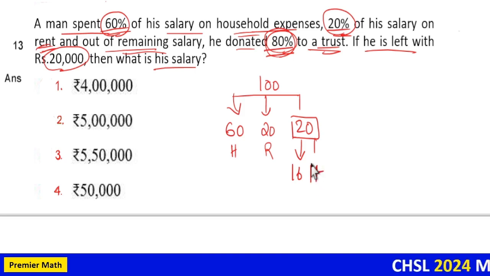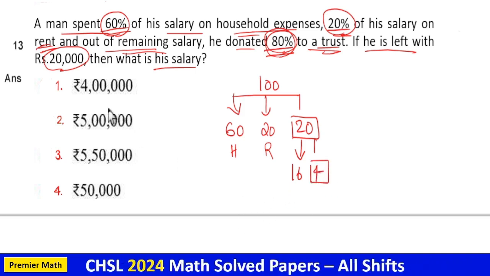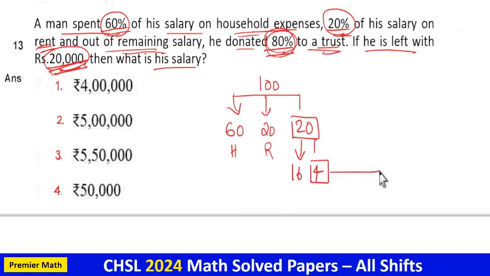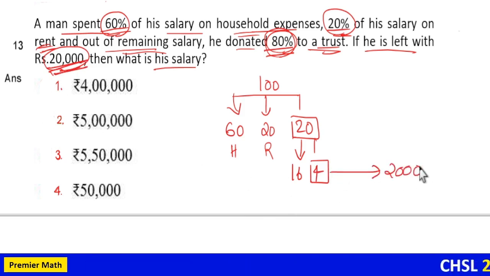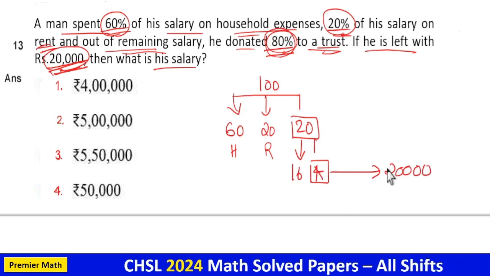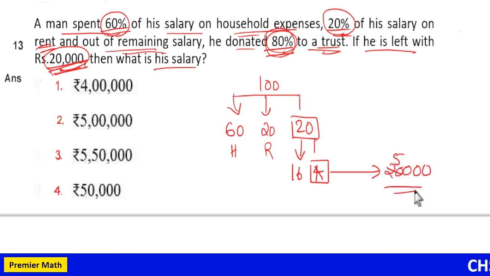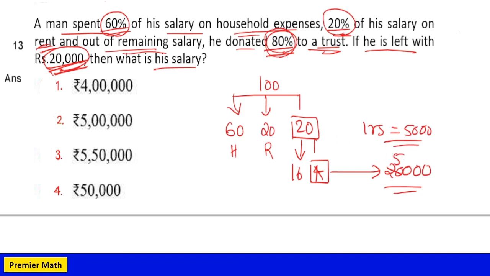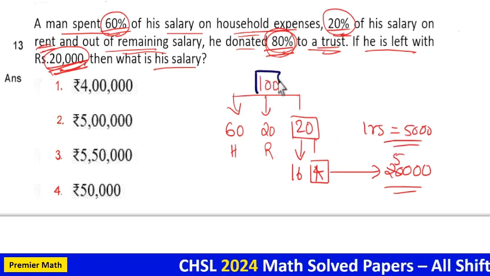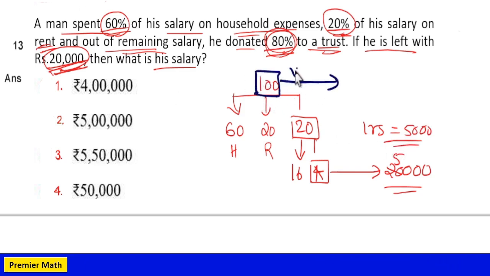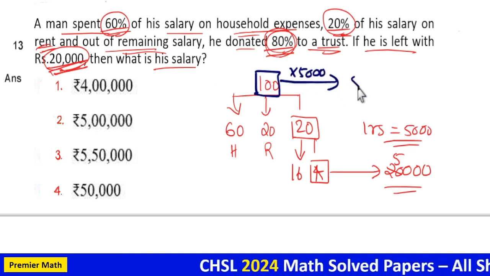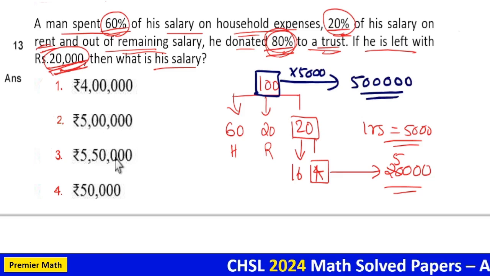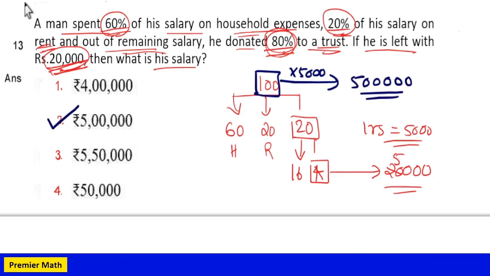Remaining is 4 rupees. So remaining is 4 rupees means here in the question remaining is 20,000. So this 4 rupees is 20,000. Then 1 rupee is equal to 5,000. So here 1 rupee is 5,000 means we need to find out what is 100 rupees. 100 rupees is equal to 100 into 5,000, that is 5 lakh. Option 2 is your answer.